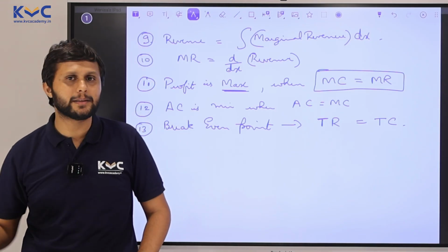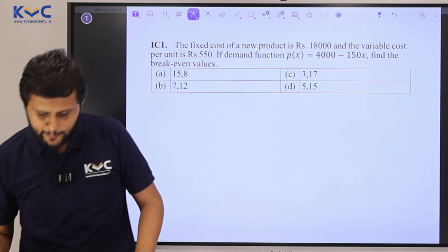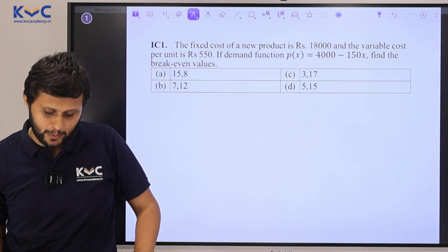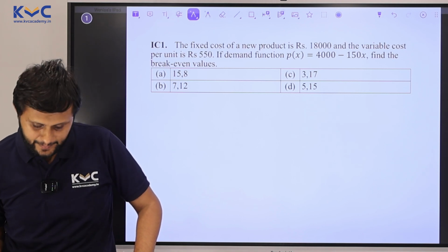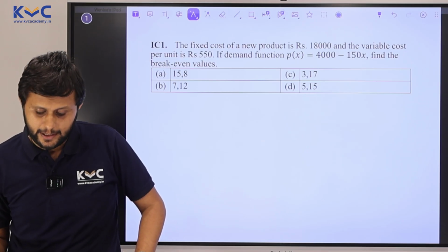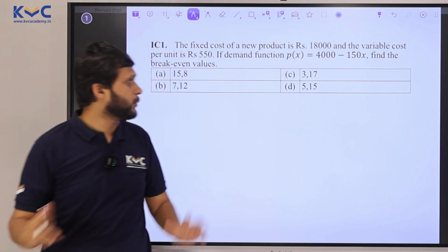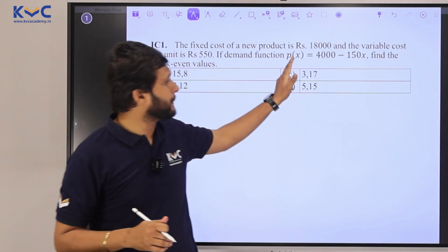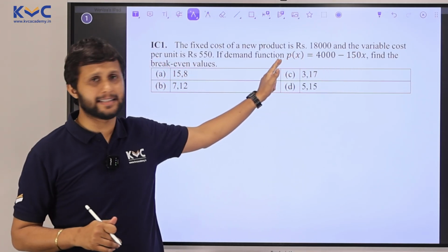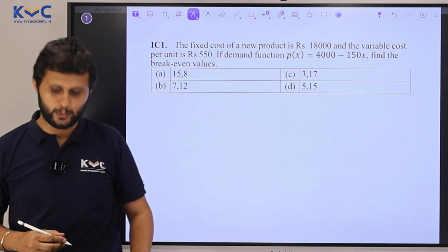So we'll start solving the questions. We'll take the first one. We'll go slow. The fixed cost of a new product is 18,000. Variable cost per unit is 550. The demand function is given: demand function is equal to 4,000 minus 150x. So what they are saying is your price should depend on this. If you're producing 1 unit, we will price it at this. P of x is nothing but price. Find the break even value.